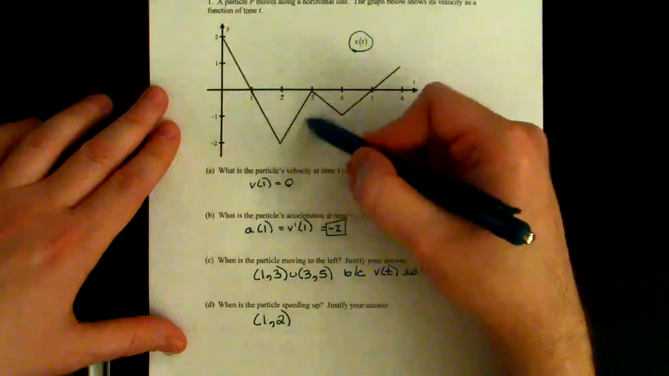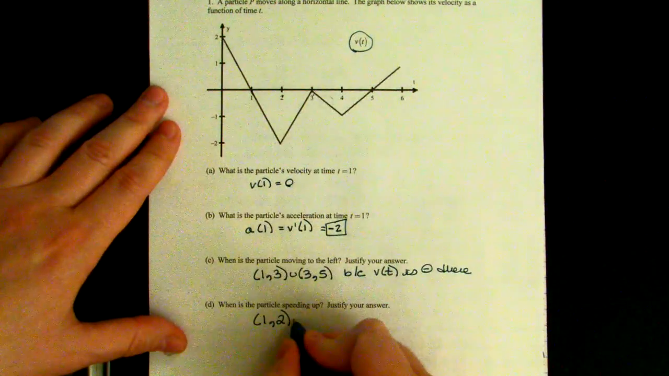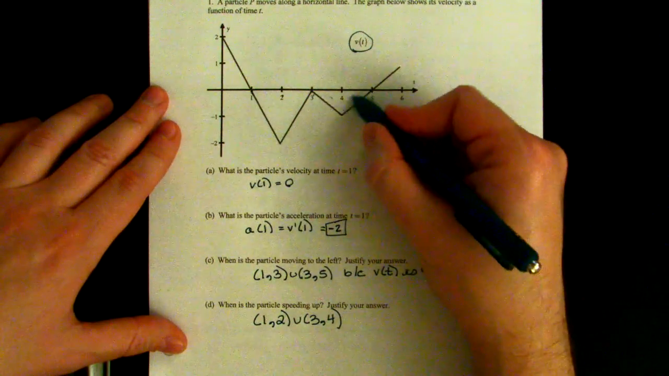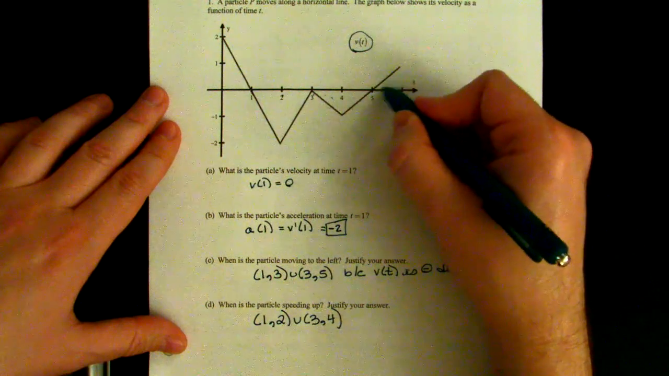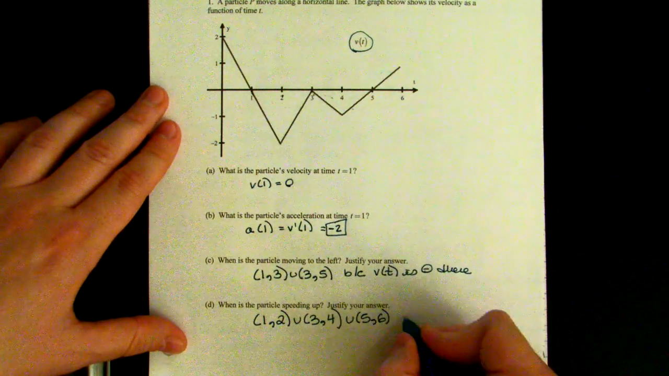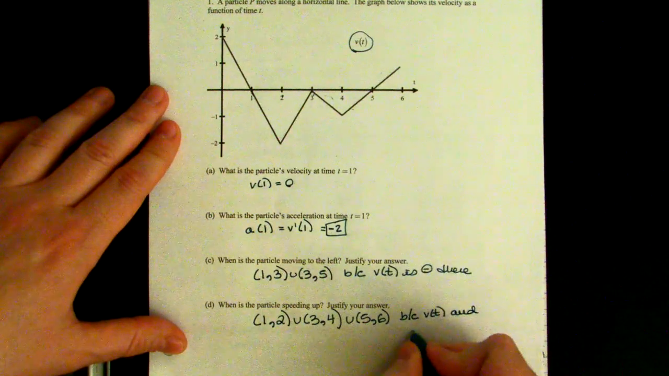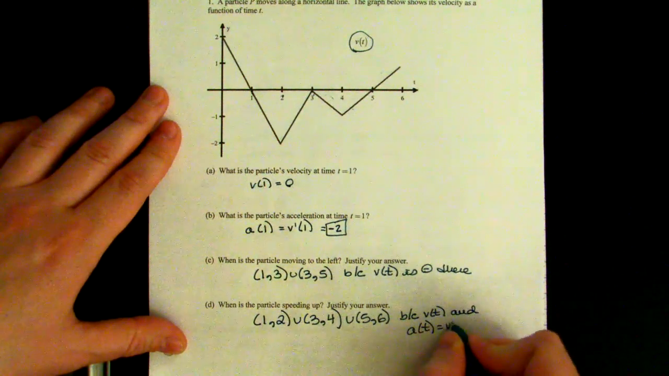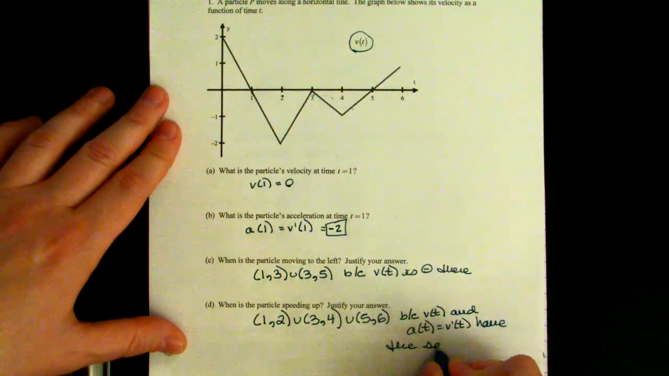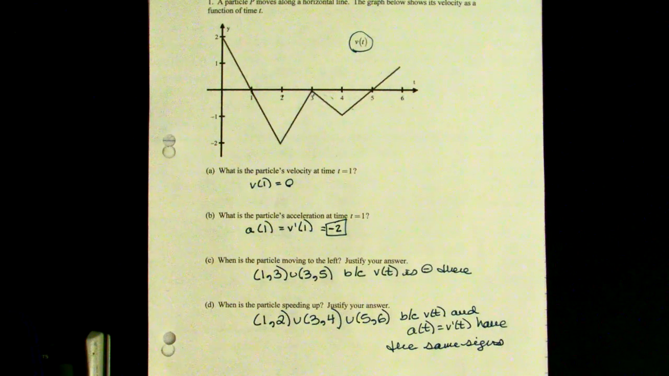Then I have negative y values, but a positive slope. That doesn't count. Oh, this one's good. Negative y values, negative slope. Negative y values, positive slope. That doesn't count, but here's another one. Positive y values, positive slope. Between time 1 and 2, 3 and 4, 5 and 6, because v of t and a of t, which is just the derivative of my velocity, have the same signs. Take a moment, finish copying that down.